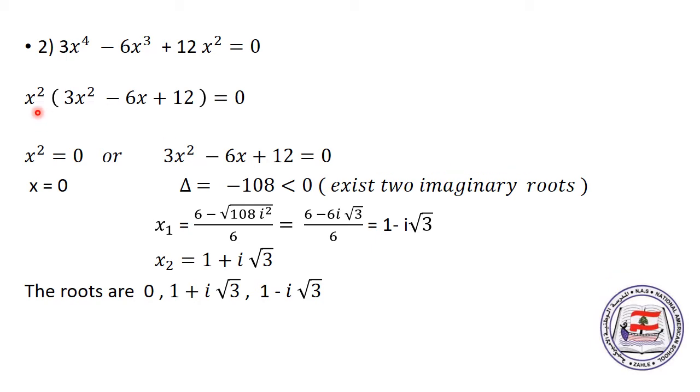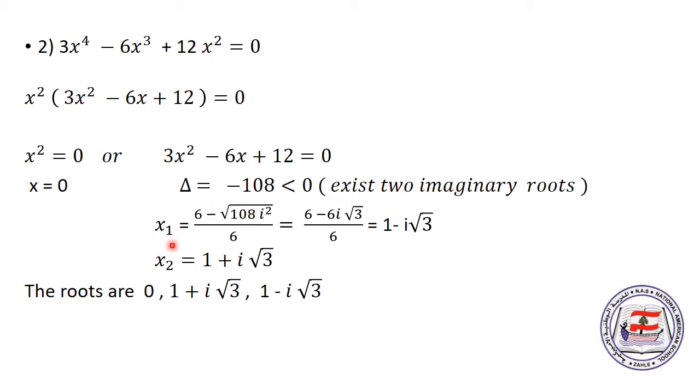Again, taking each factor equal to 0, x squared is 0, or 3x squared minus 6x plus 12 is equal to 0. So solving the first equation, we get x equal to 0. Solving the second equation using the discriminant delta, we get minus 108. So this equation admits two imaginary roots, x1 and x2.